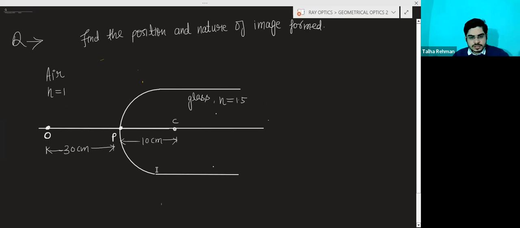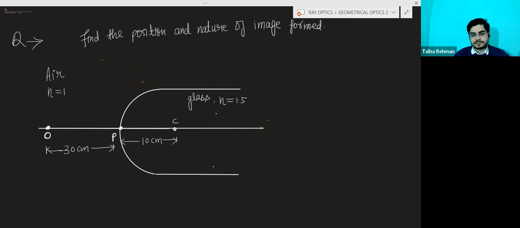So this is a spherical surface. Around it, this medium has a refractive index of 1.5. This is made up of glass, and here is air. One object is placed here at a distance of 30 centimeter, and this is the pole, and this line is the principal axis.